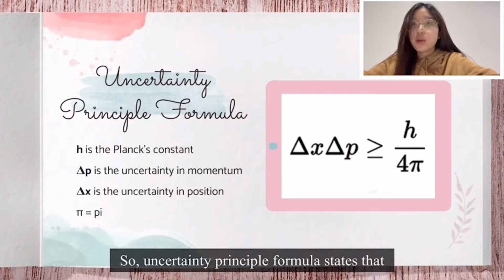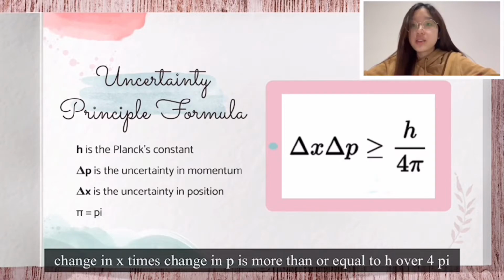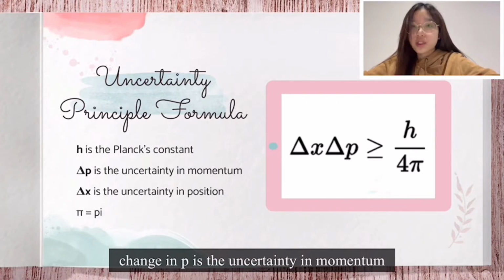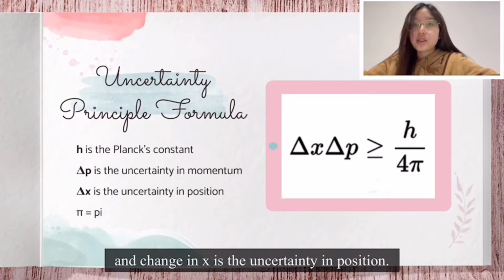So the uncertainty principle formula states that change in x times change in p is greater than or equal to h over 4 pi, where h is the Planck constant, change in p is the uncertainty in momentum, and change in x is the uncertainty in position.